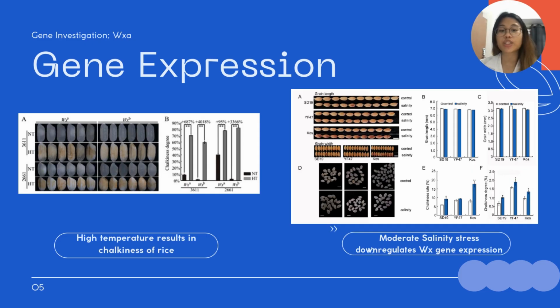Additionally, high temperature during grain filling results in chalkiness, which is a product of irregular starch deposition. Moderate salinity stress also downregulated the WXA gene, resulting in a lower amylose content and contributed to the increase of chalkiness in the rice grains.